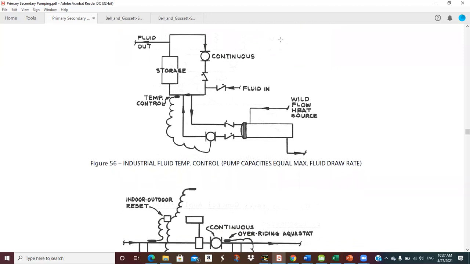Let's see. Industrial fluid temperature control, pump capacities equal max fluid draw rate. Okay. Oh my goodness. Let's see. So here is our heat exchanger. So we're just flowing max flow rate through here. So we've got heat available. This is the fluid going out into my system. I'm going to pump this continuously. Looks like I'm coming this way. And if the temperature gets too cold, I'm going to run this pump. I'm going to put heat into it, and then I pull out my system and I come back from my system. So you can do that.